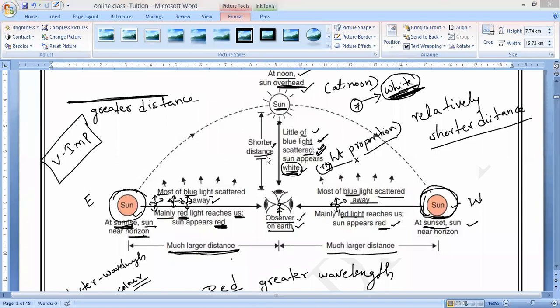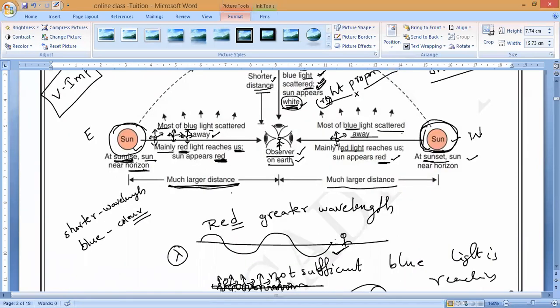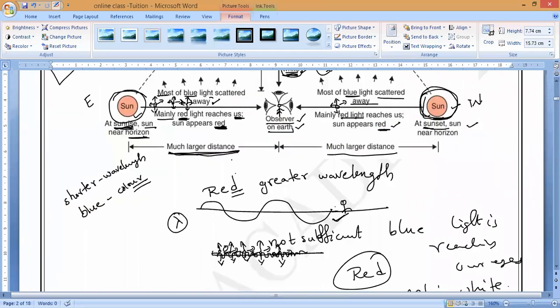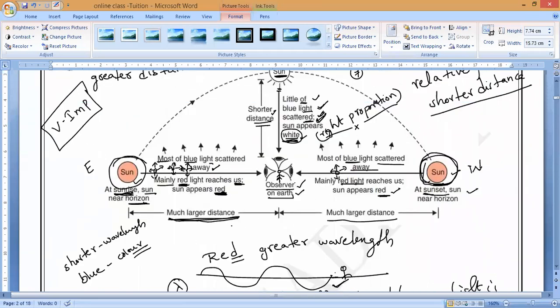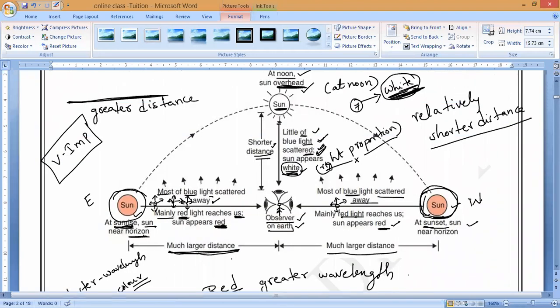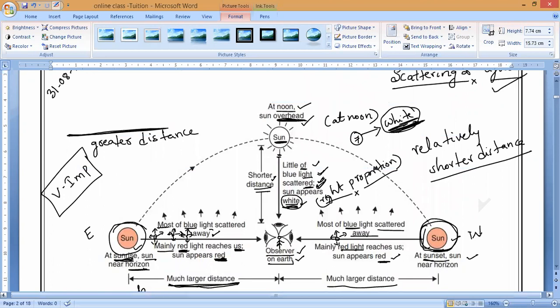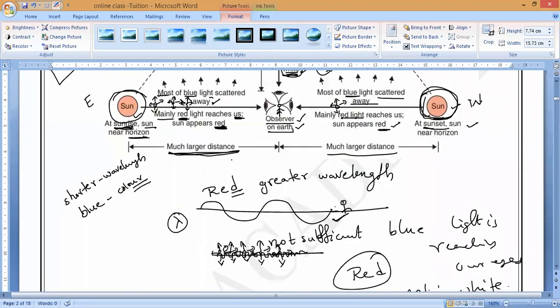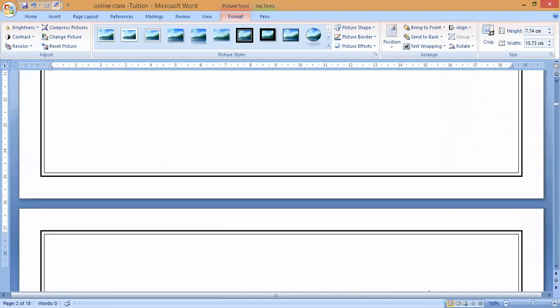Any doubt here? Bhumika? From this, definitely one question will come, but it may be twisted. We have to be very clear about shorter wavelength, larger wavelength, longer distance, shorter distance, long journey, short journey, like that they will ask you. So based upon that, you have to be very clear. Always keep one observer, an exact picture, in your brain, so that you will never make any mistake. Understand? So this is why the sun appears red at sunrise and sunset.